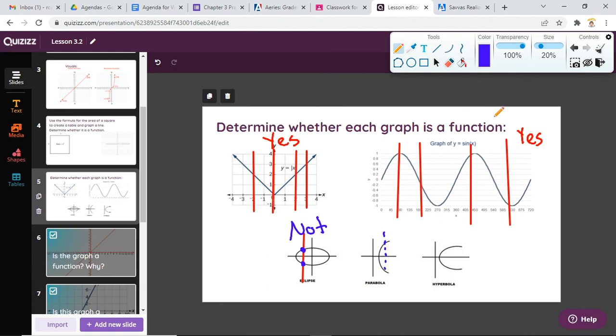Same with like right here. If I'm drawing my line straight down, I intersect at 1, 2 points. So this would not be a function. And for the last one, again, intersecting my graph at 1, 2 points. So this is not a function.